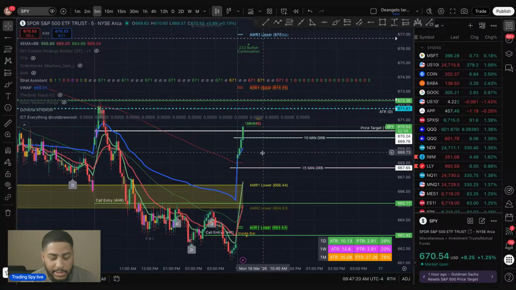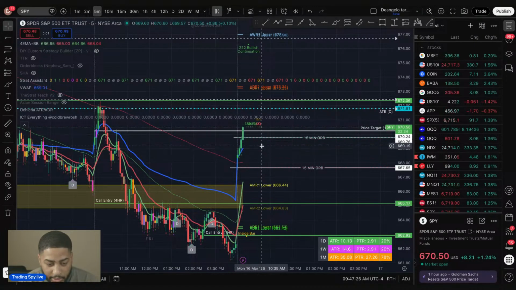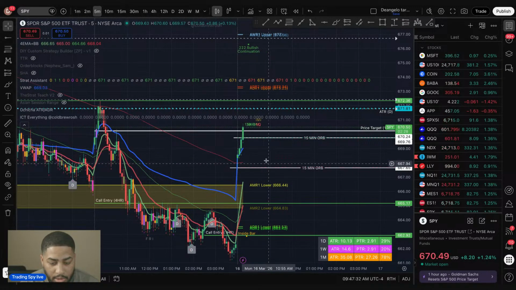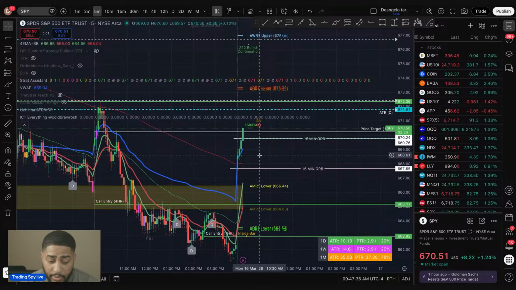So that's 662. If we break above that, then we trigger Friday's highs. So I doubt that we go straight to it without a pullback. I mean, if we do that, it'd be kind of crazy.